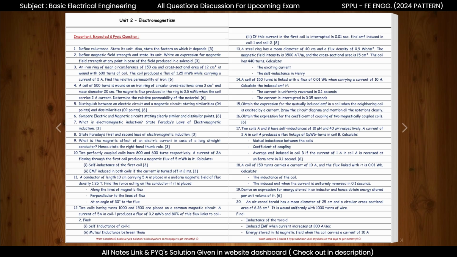Here, we use the relationships between B, H, and the number of turns to find the current and self-inductance. Alright, let's move on to our next important topic, induced EMF in a coil.